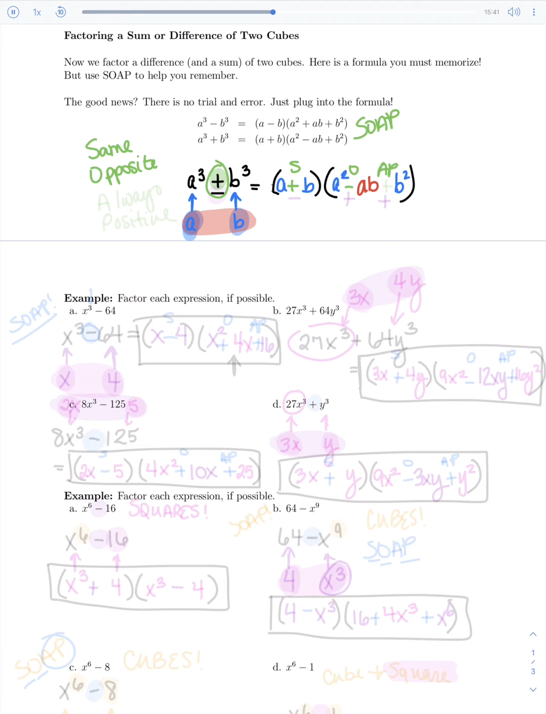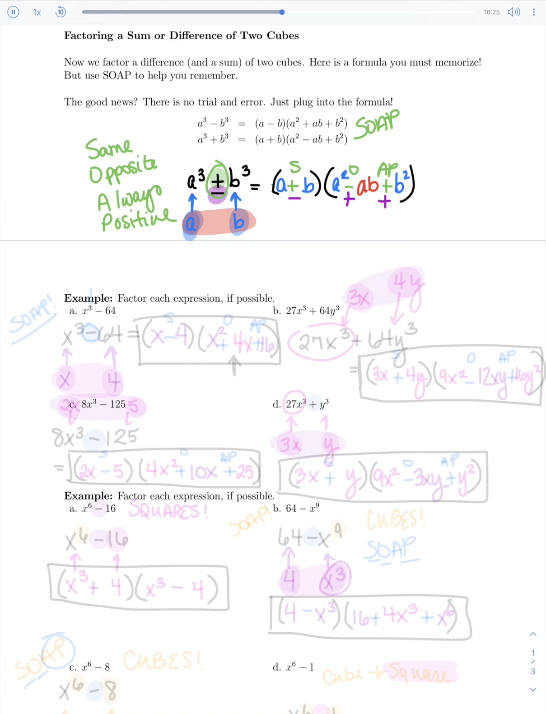The last sign here is AP. Always positive. So the AP is always positive. That means I'll always have a plus in that last position. So just to point this out, conversely, had I started out with a minus sign in the middle, then I would have had same, which would have been a minus, opposite, which would have been a plus, and the last one would have still been a plus because it's always positive. But there's this pattern you can follow with these. So it is a little bit of memorization, but it's more pattern than anything.